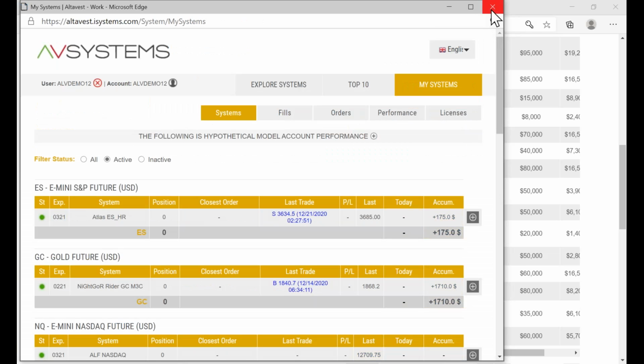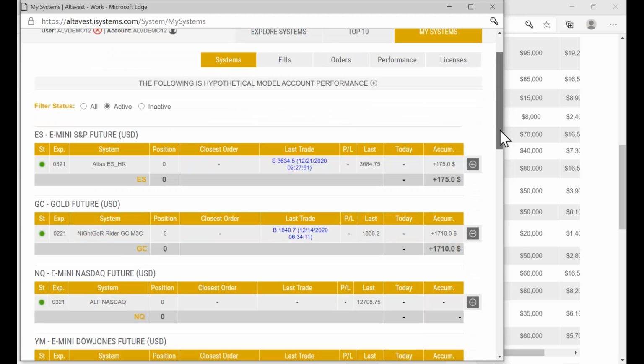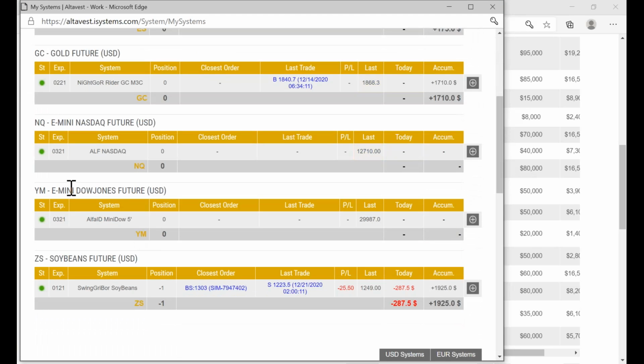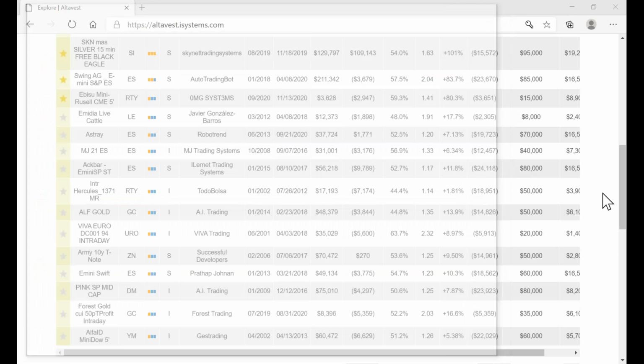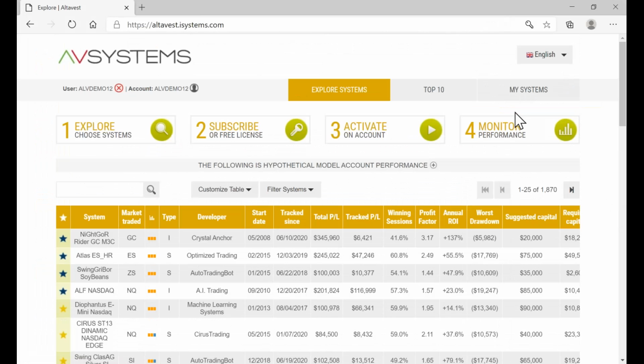And then this is what happens here. It takes you to My Systems, and it will show you it's now active. Here it is. It's the one we just chose. It's currently active. Has no positions yet, of course, we just activated it. But now, let me close this and show you how to get to My Systems. It's simply right here.